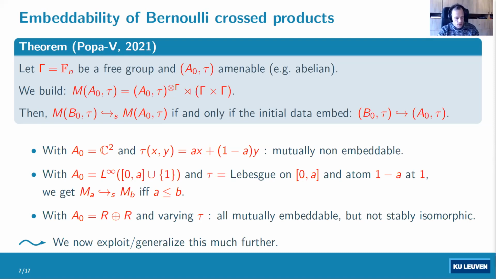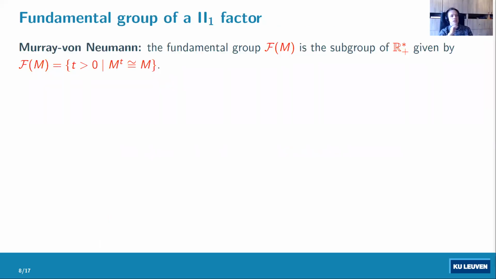So we will exploit this construction much further, but let me first illustrate how we can also use it to give examples of 2-1 factors with specified invariants. And let me first introduce this by looking at one of the more intriguing invariants, the fundamental group. A bit of an unfortunate terminology, but that's it. So the fundamental group of a 2-1 factor is a subgroup of the positive real line introduced by Murray and von Neumann, and it consists of the positive reals t such that the t amplification of M is isomorphic with M.